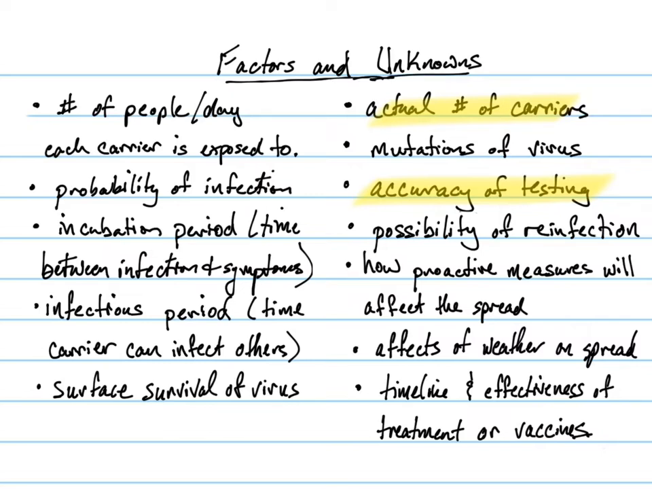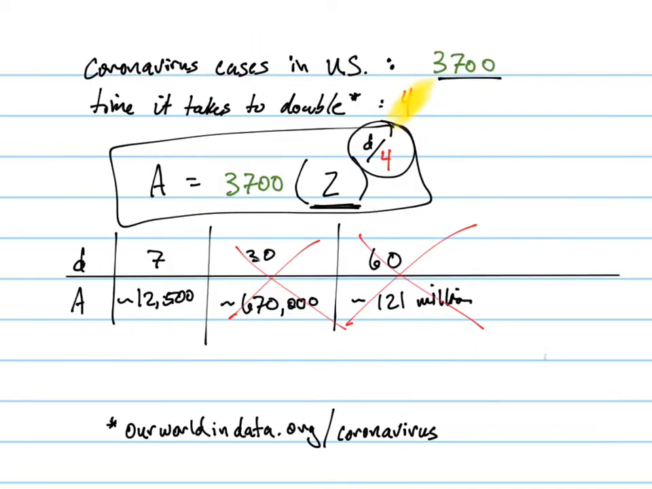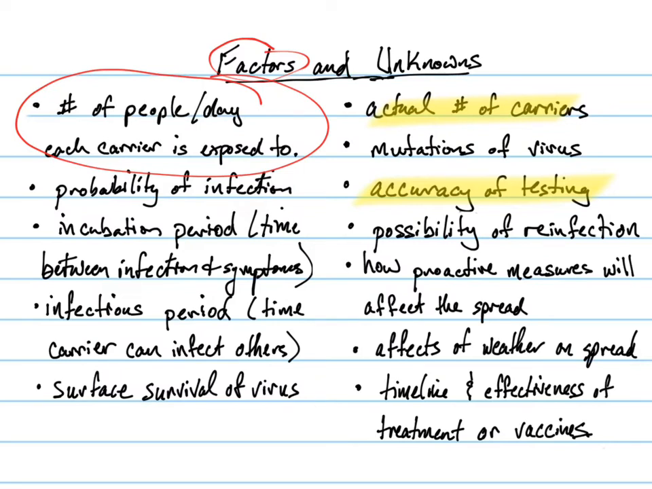There's also the number of people that each carrier is exposed to per day. That's one of the factors. That's why we're trying to tell people to stay in, to not go in large groups. We're trying to lower that number. We're trying to get rid of that doubling in 4 days, to spread that out and stop that from happening.